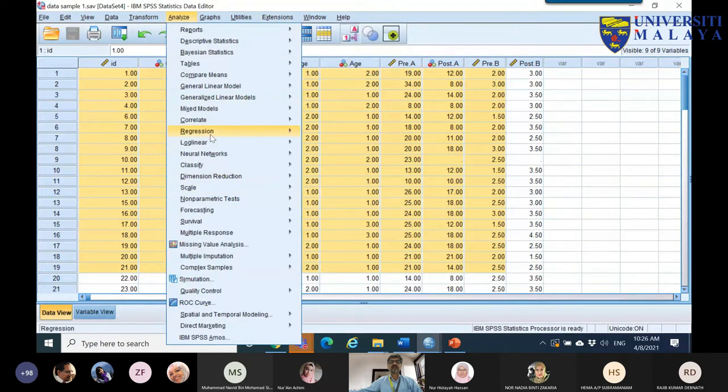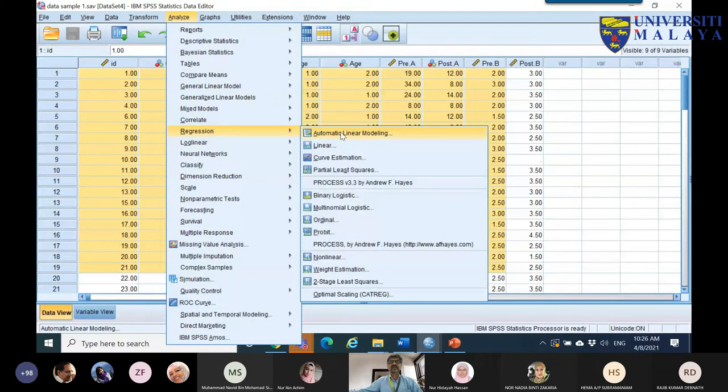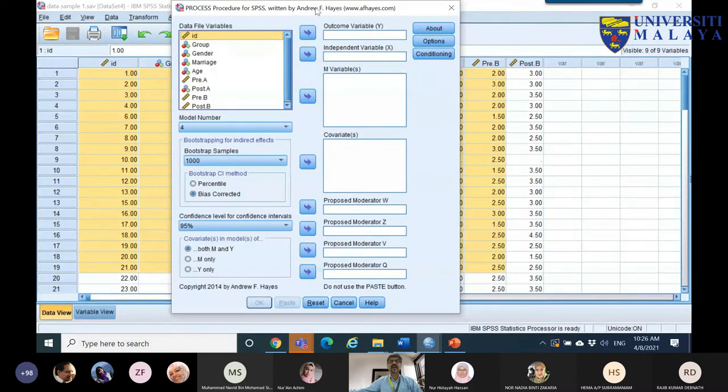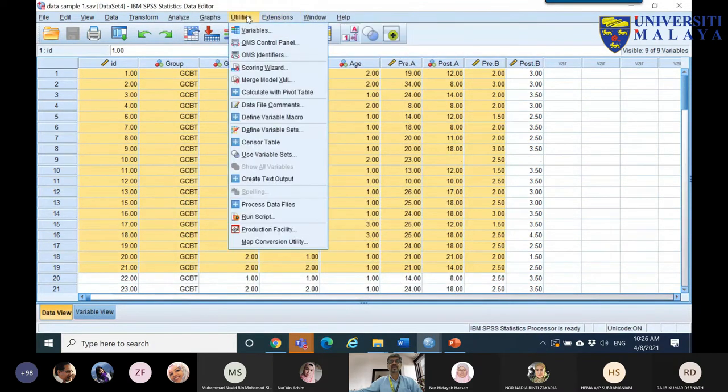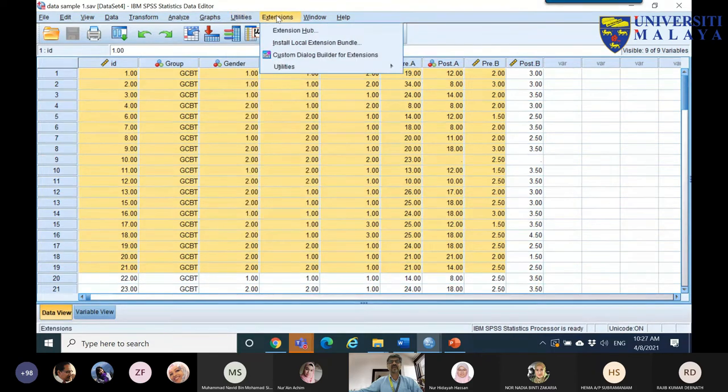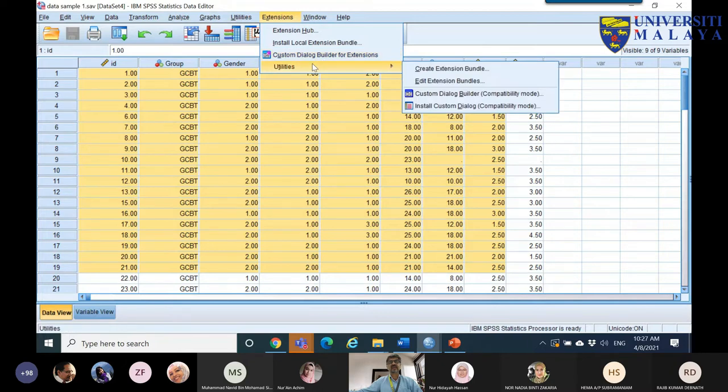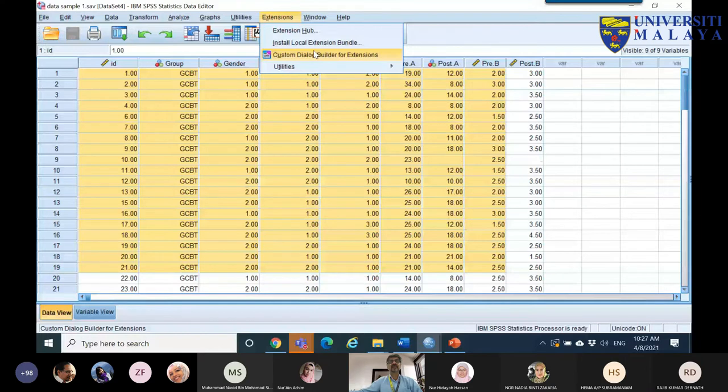So let me show you something. In the normal regression analysis, you cannot see this option. This is PROCESS. These options were created by Andrew Hayes for mediation and moderation analysis. He created this macro, and then you can easily install it in your SPSS. If you have a specific protocol or technique for your data analysis, you can create your dialog builder for an extension. So it means you can create an extension. Of course, it is professional level, but the point is that it's more than analysis. You can access a lot of options under this software.